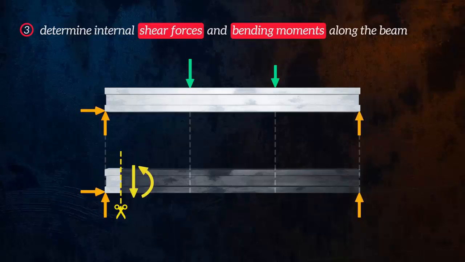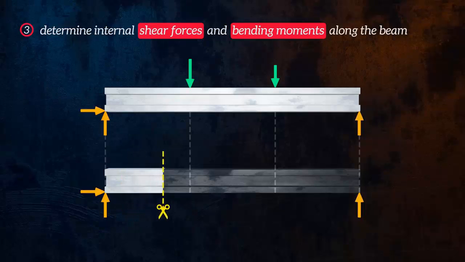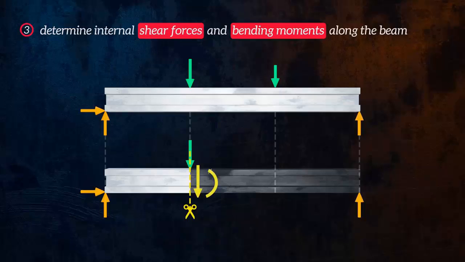This allows us to easily calculate the shear force and bending moment at each location along the beam. All we need to do is start from one side of the beam and move the location of the cut along the beam, calculating the shear forces and bending moments as we go.